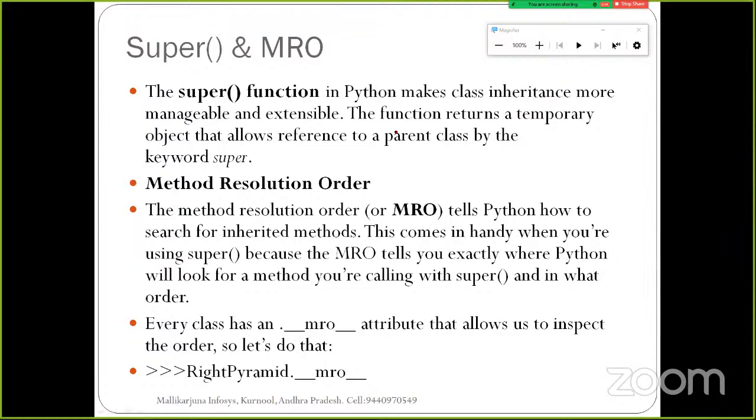So when I'm going to create an object for the student class, how is it going to process it? Which object is going to be created first? How is the process going on? All these things we can find with the help of MRO, method resolution order. Every class has this special reserved word, double underscore MRO double underscore.